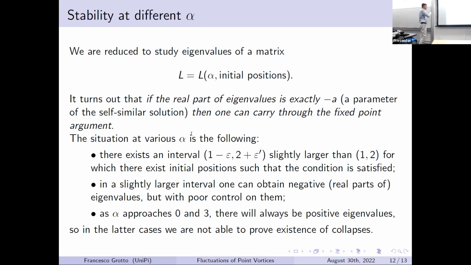For alpha equals 1 and 2, it turns out that this matrix has a nice behavior. It has eigenvalues with real part minus a, where a was a parameter in the self-similar evolution ruling the speed at which you are going to the collapse point. This is still true in a small interval around the parameters 1 and 2, Euler and surface quasi-geostrophic. As soon as you go out, the real parts of the eigenvalues are still negative, but you do not have a good control on them, and so you are not able to conclude the proof, to set up the fixed point problem.